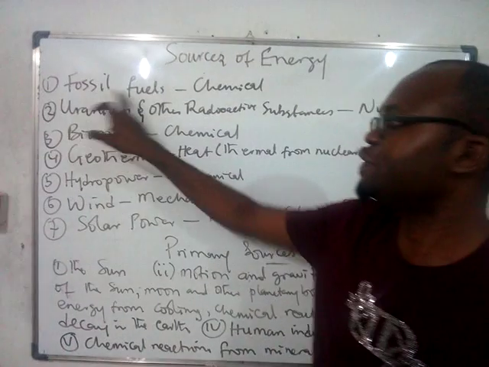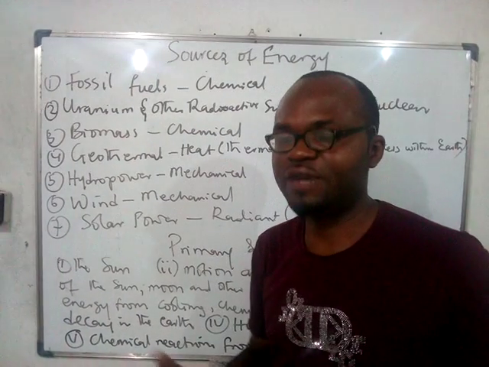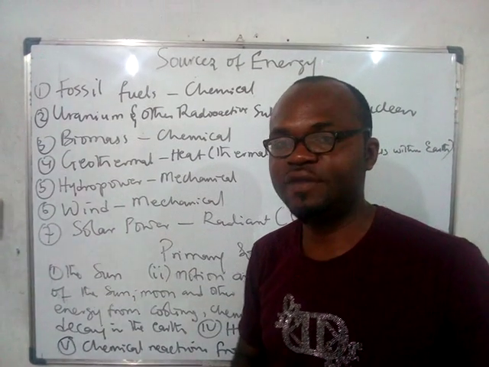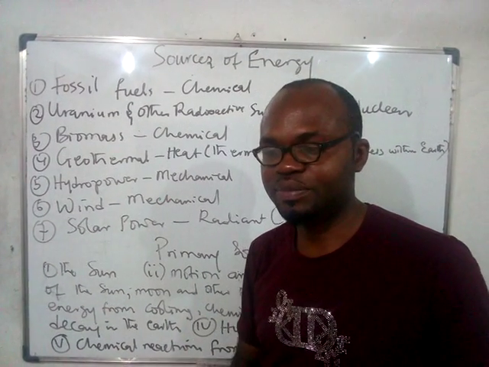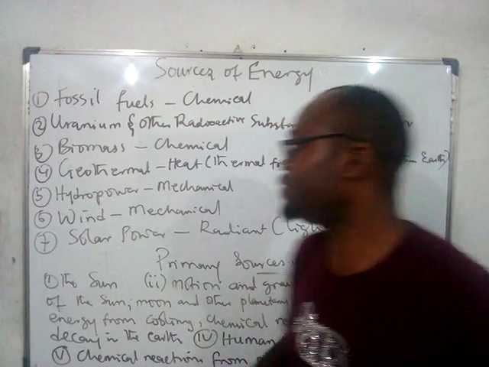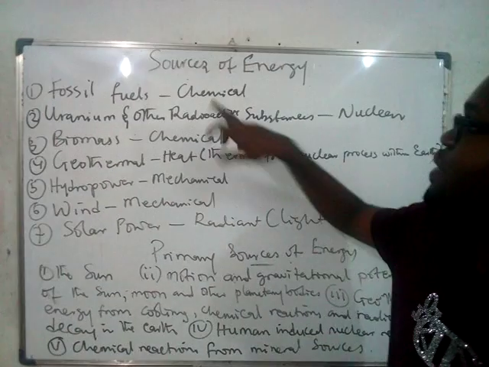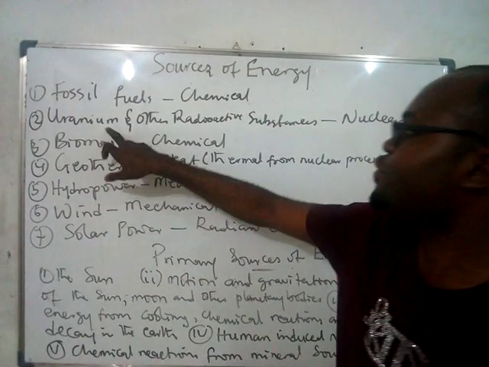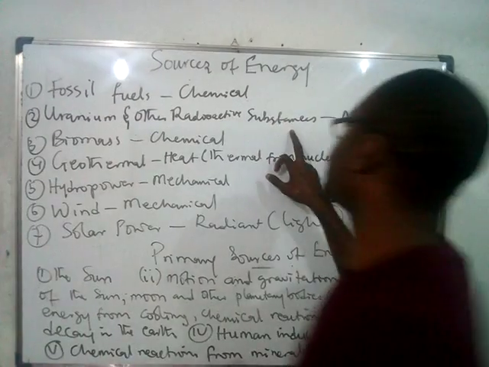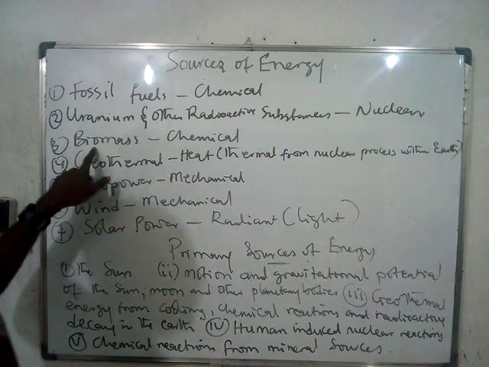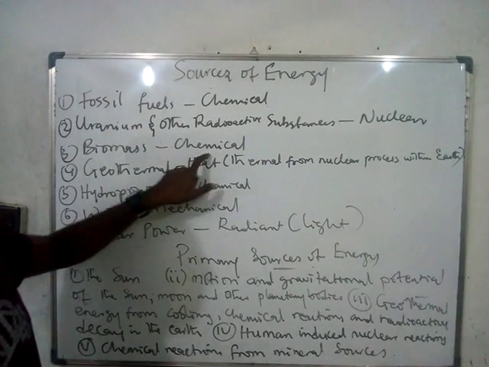It could be from fossil fuel, like the energy that we have when we collect crude oil through fractional distillation. We have our fuel, we have the petrol, we have the kerosene. So all those energies are classified under fossil fuel. It's a chemical form of energy. We have uranium and other radioactive substances, which are classified under nuclear energy. We have biomass, classified under chemical energy.